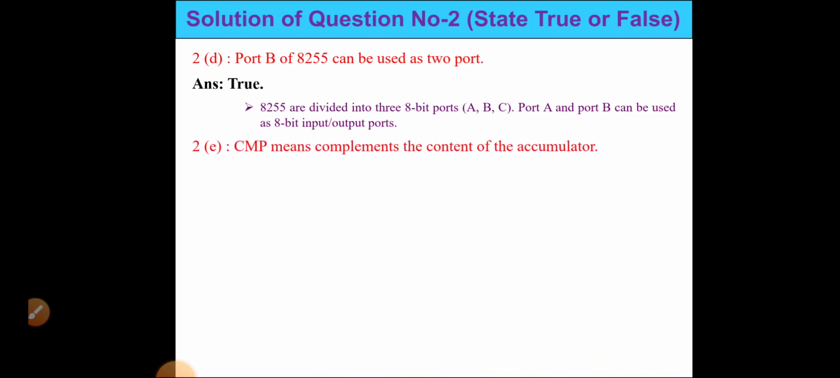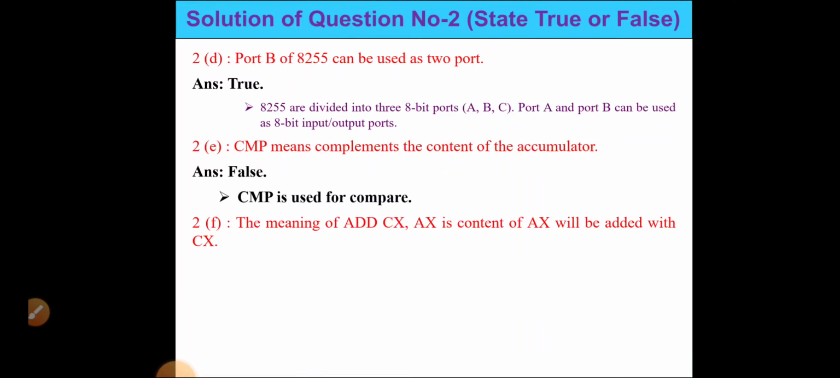CMP means complement of the content of the accumulator. It is false, because CMP means compare between the accumulator and another register or memory. The meaning of ADD AX, CX is that the contents of AX will be added with the CX. Yes, this statement is true. ADD means AX is going to be added with CX.